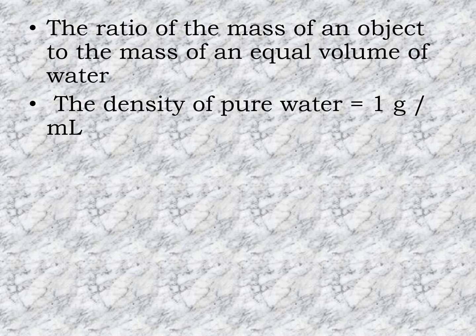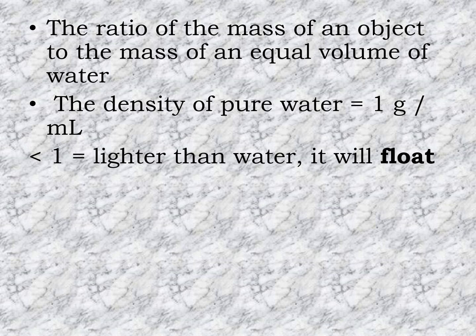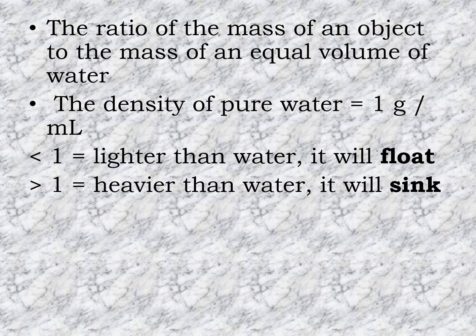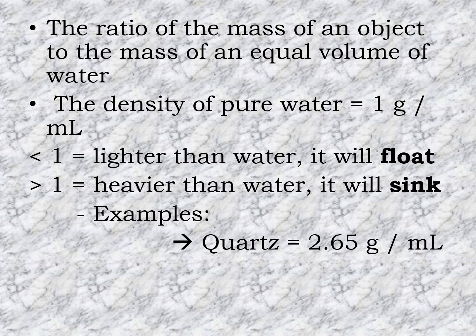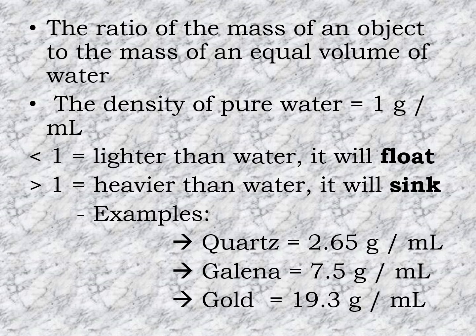So if the density of the object is less than 1 or lighter than water, it will float. And if the density of the object is greater than 1 or heavier than water, the substance will sink. So we have here examples like quartz. So quartz has a specific gravity of 2.65 grams over ml. So galena, we have 7.5 grams. And for gold, it is equal to 19.3 grams over ml.